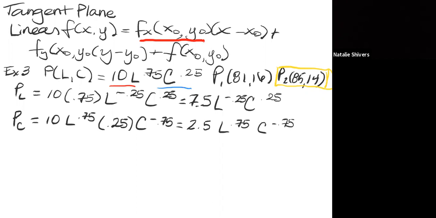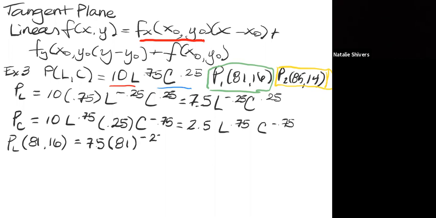The second thing we're going to do is then plug in the partial derivatives with this coordinate. So let's take coordinate 1 and plug them in. So partial derivative with respect to L of (81, 16). So 7.5, type this all in your calculator, 81 to the negative 0.25, 16 to the 0.25. And I get, let me see where I have it on my paper. I actually get 5 out. It's an actual nice number.